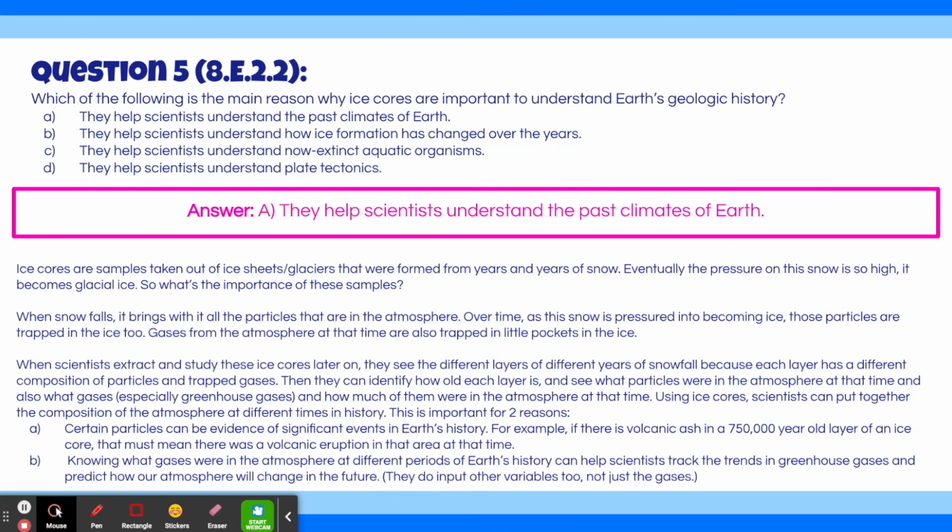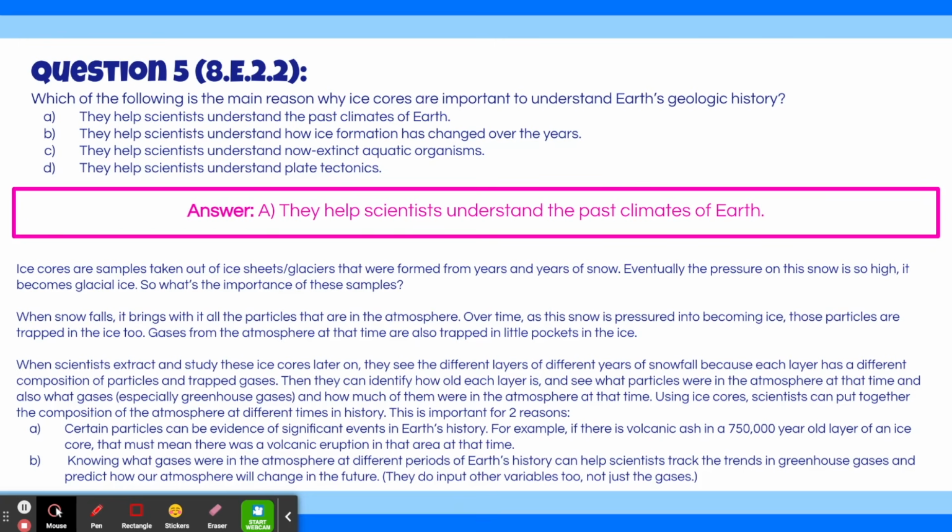Then they can identify how old each layer is and see what particles were in the atmosphere at that time, and also what gases and how much of them were in the atmosphere at that time. Using ice cores, scientists can put together the composition of the atmosphere at different times in history. This is important for two reasons. A. Certain particles can be evidence of significant events in Earth's history.